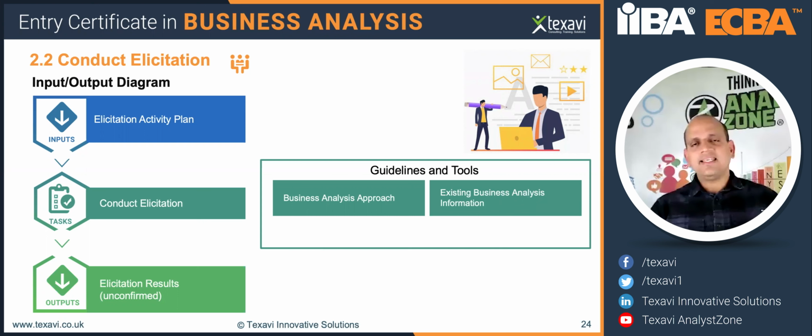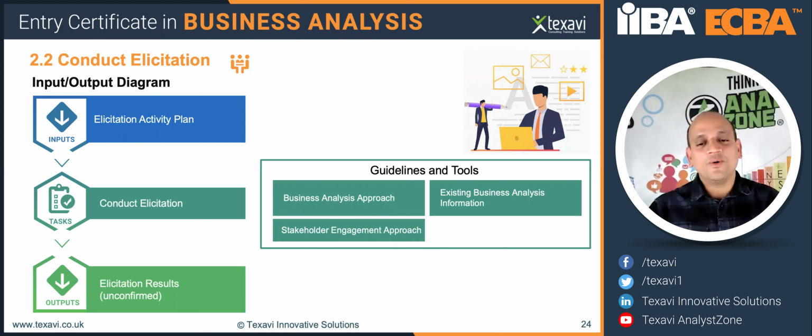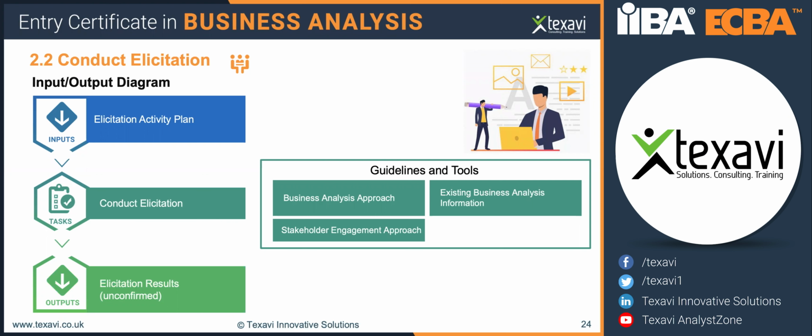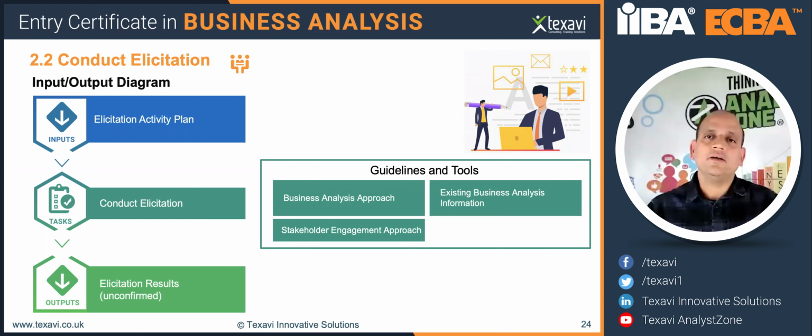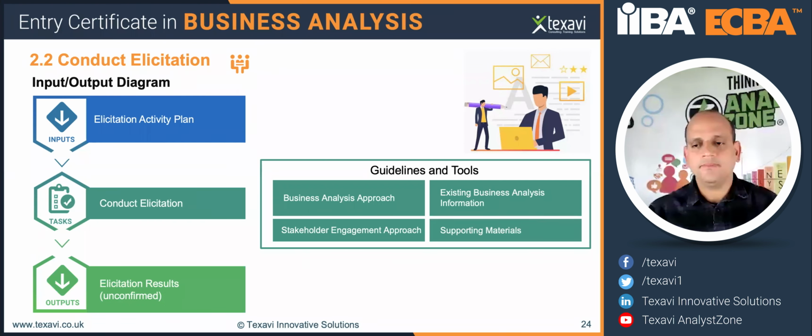And then obviously the as-is situation, the current state of affairs, whether it could be a business scenario or the current process or current product that we are already using. It gives you insights into that. And then you also have the stakeholder engagement approach, isn't it? So you also need to identify what kind of ways you're going to deploy so that you can engage and communicate with the stakeholders. Again, this came from the first knowledge area.